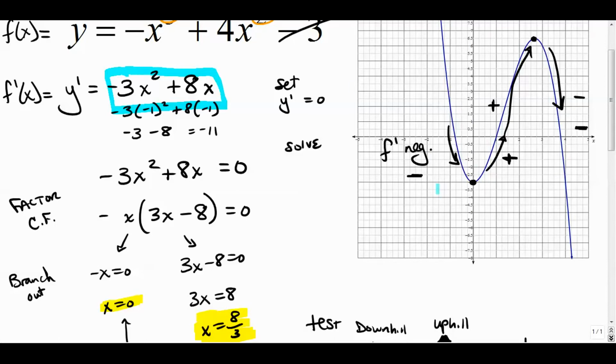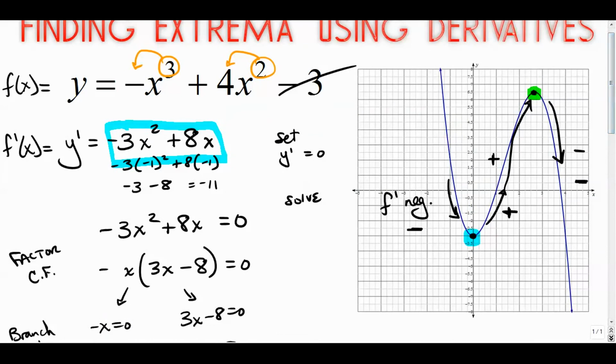Anytime that it goes from negative to positive, we have a minimum value. Anytime that we go from positive to negative, we have a maximum value. And, oops, I wrote that wrong. So this is our minimum, and this is our maximum. If we go from downhill to uphill, it's a minimum. When we go from uphill to downhill, it's a maximum.